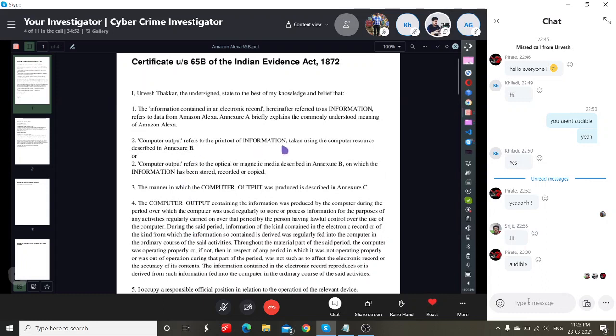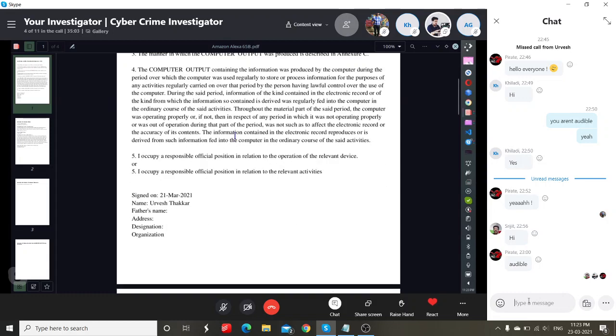Right? So here, what is the evidence? Amazon Alexa, the information from Amazon Alexa, right? How it was produced has been stated. I occupy a responsible official position in relation to the operation of the relevant device, and I occupy a responsible official position in relation to the relevant activities.